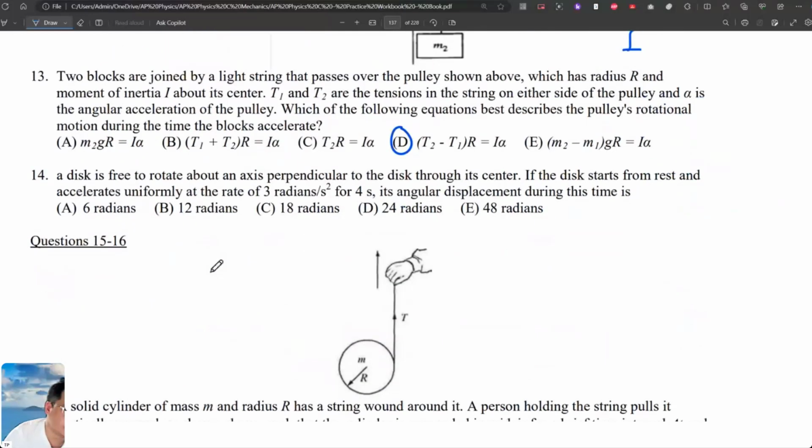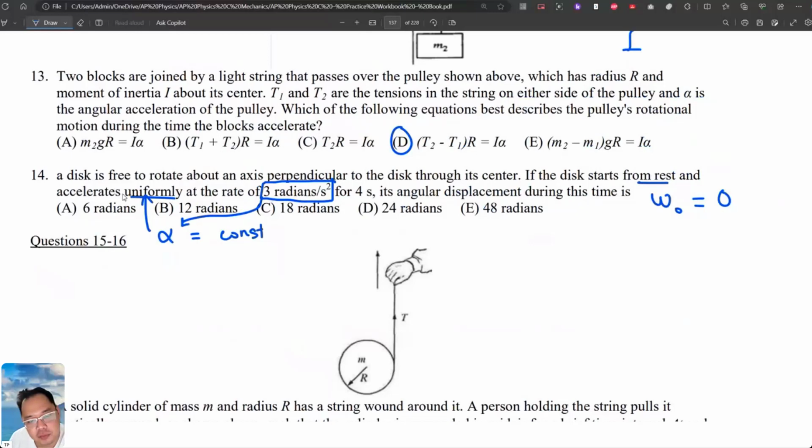14. A disk is free to rotate about an axis perpendicular to it through its center. If the disk starts from rest and accelerates uniformly at the rate of 3 radians per second squared for 4 seconds, its angular displacement during this time is? Start from rest, meaning omega 0, the initial angular speed, is 0. Uniformly means that the acceleration is constant. The rate, which is radians per second squared, is the alpha, the angular acceleration. And 4 seconds is the time.